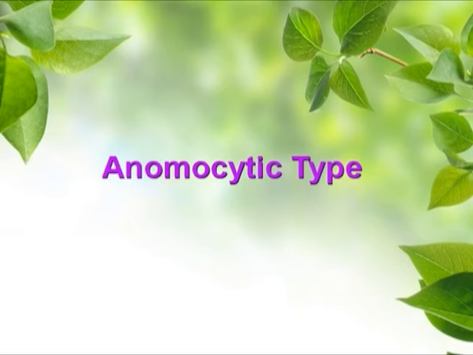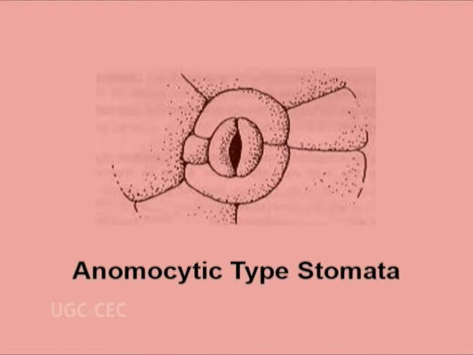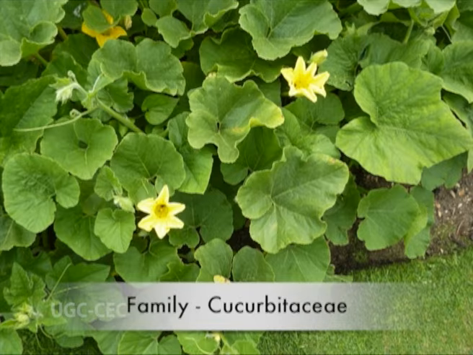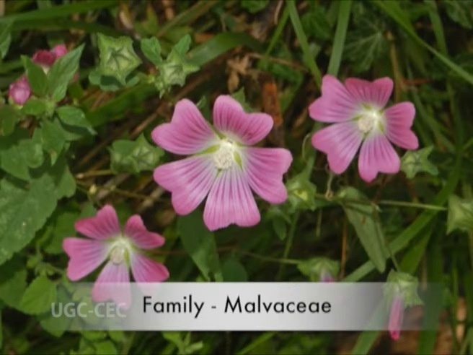Four types of stomata have been recognized on the basis of their structure. Anomocytic type. In these stomata, accessory cells are absent. The guard cells are surrounded by ordinary epidermal cells, for example, in families of Ranunculaceae, Cucurbitaceae, Papaveraceae, and Malvaceae.